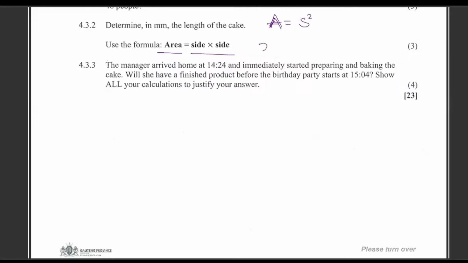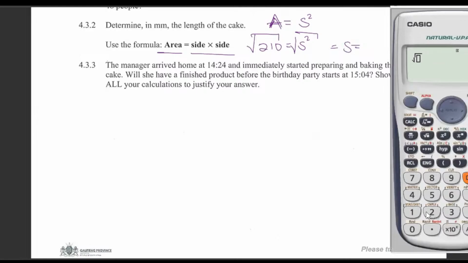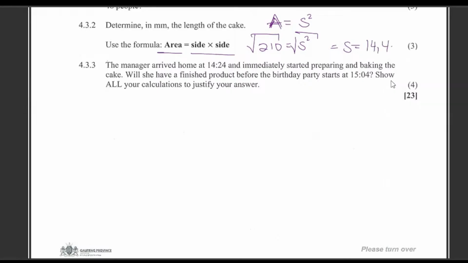So we're going to say 210 equals S squared. We are interested in S only, so we take the square root on both sides. My S will become the square root of 210, which is 14.49. These are millimeters. You stop there.